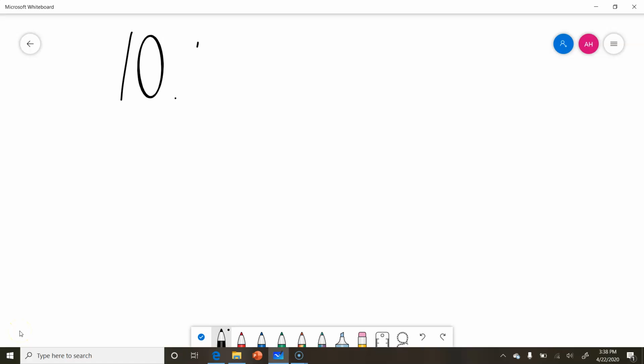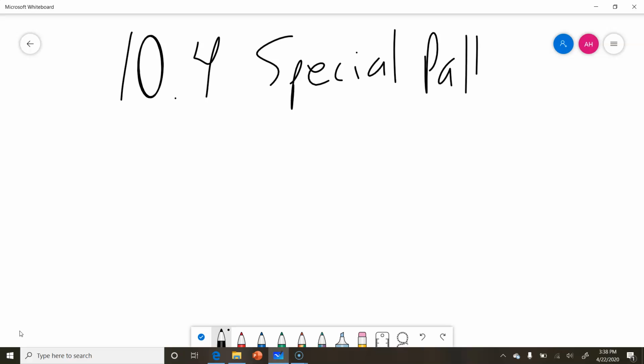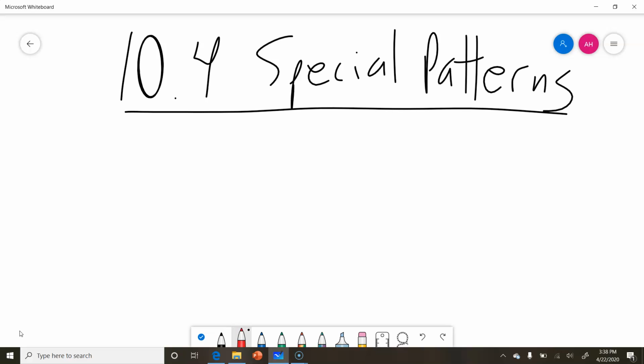We are now on a new lesson, 10.4, and we are on what's called special patterns. With special patterns, we're going to see something different. It's going to be similar to what we did before, but a little different. So I'm on page 420. I'd turn there because you're really going to want to pay attention, especially to this first formula.